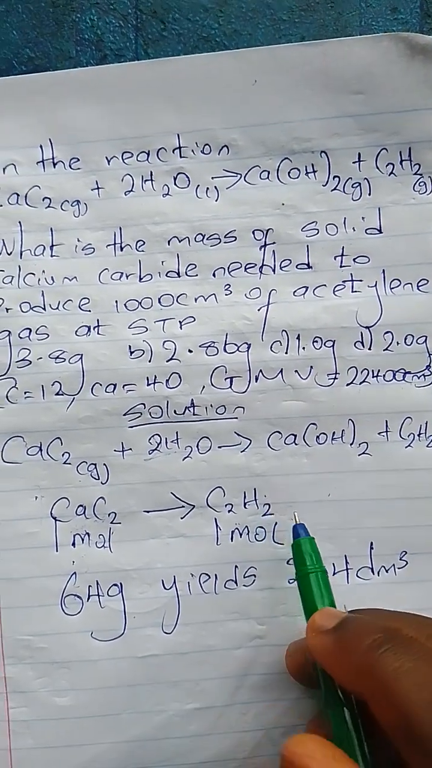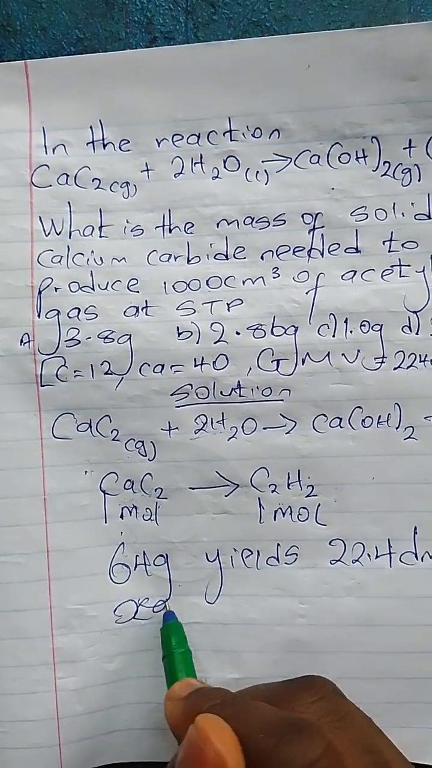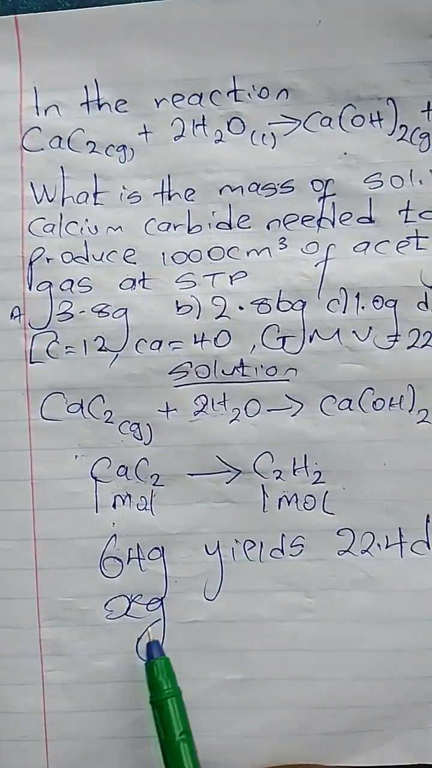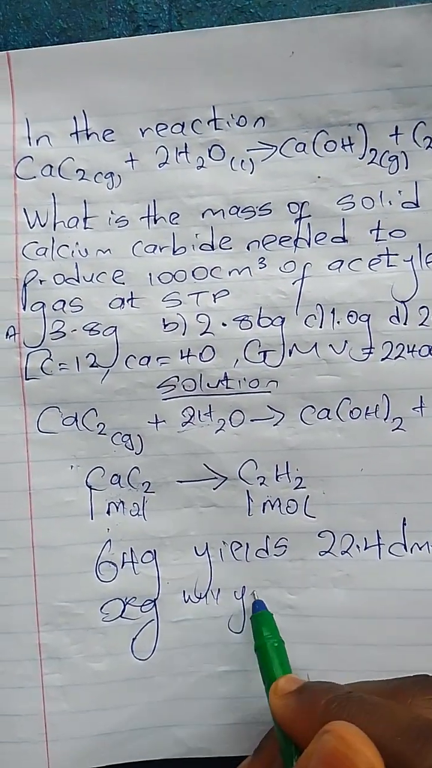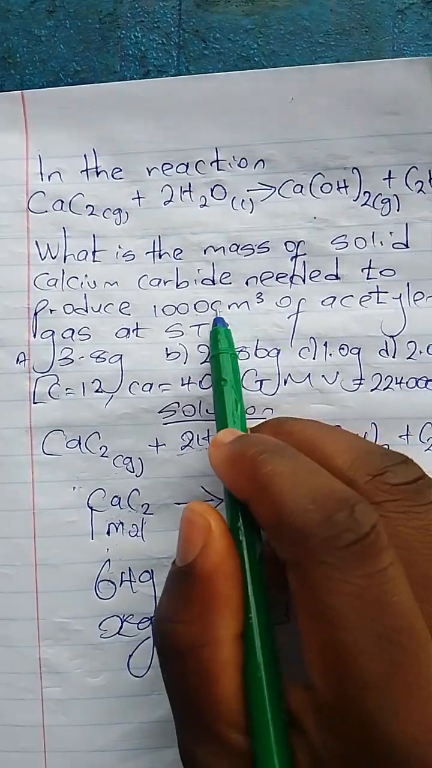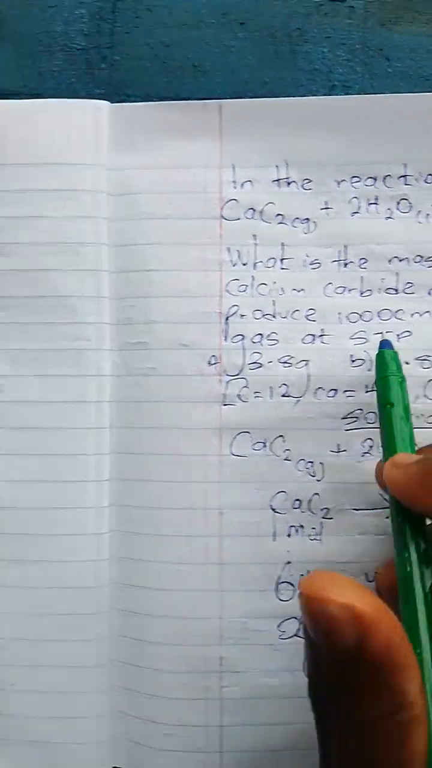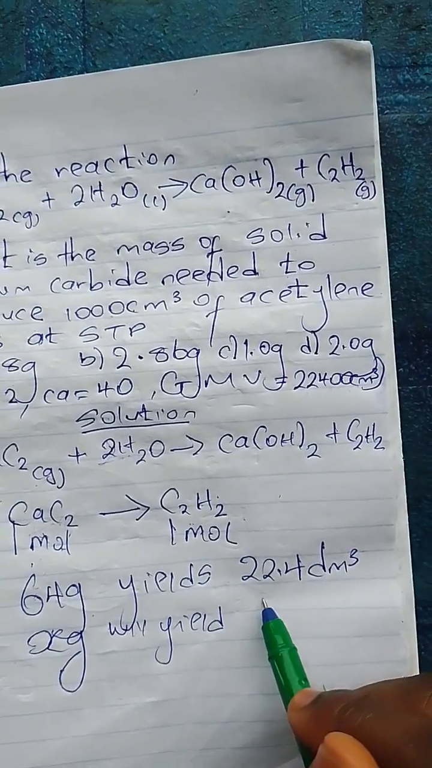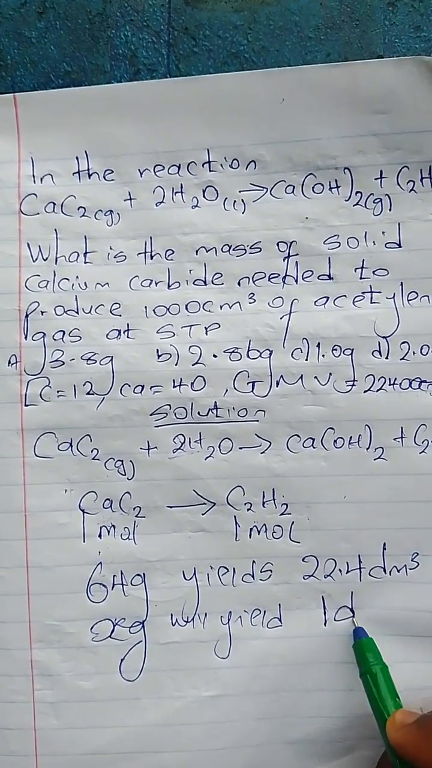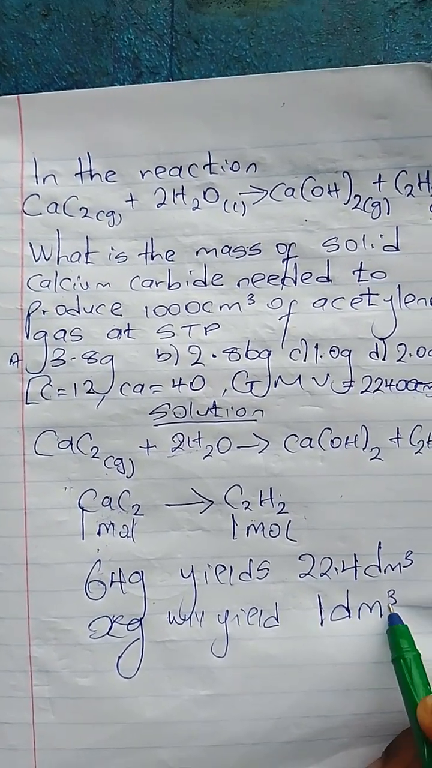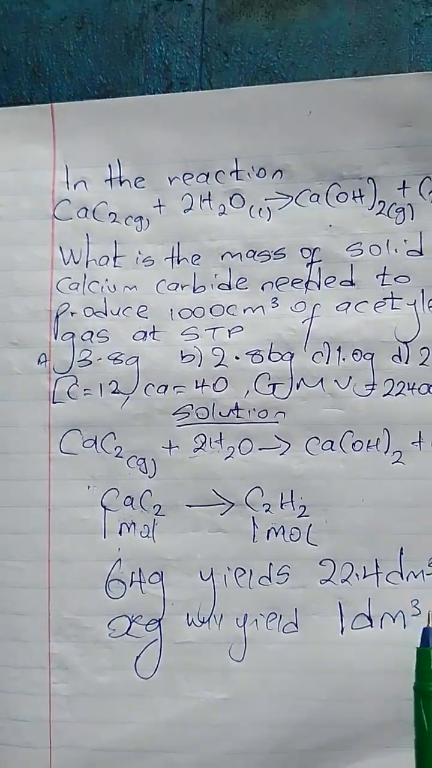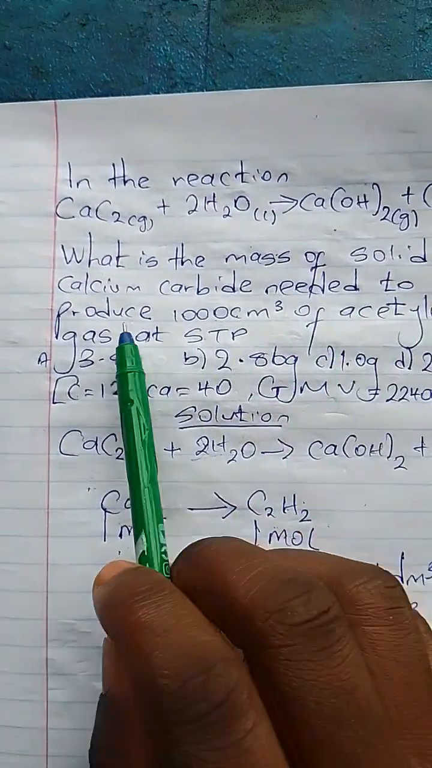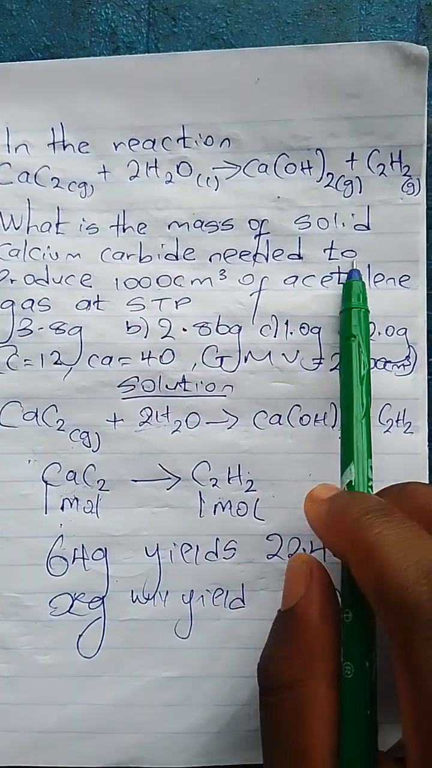of acetylene gas. Therefore x gram, we don't know, that is what we are looking for. It's what is the mass of solid calcium carbide. So therefore x gram will yield how many dm cube? 1000 cm cube, no, remember we've already converted it to 1 dm cube, because when calculating stoichiometry we make use of dm cube as the standard volume. Now get where I'm coming from. I say, what is the mass of solid calcium carbide needed to produce 1000 cm cube of acetylene gas?